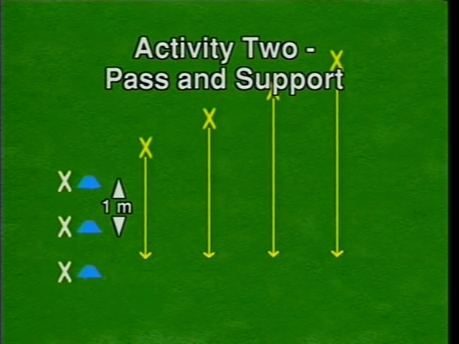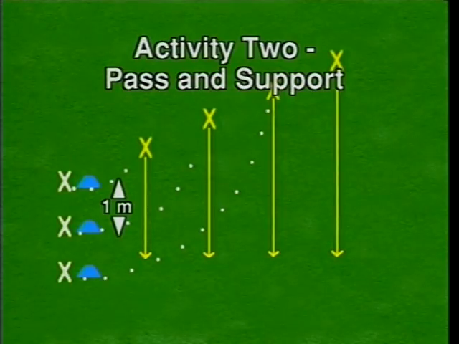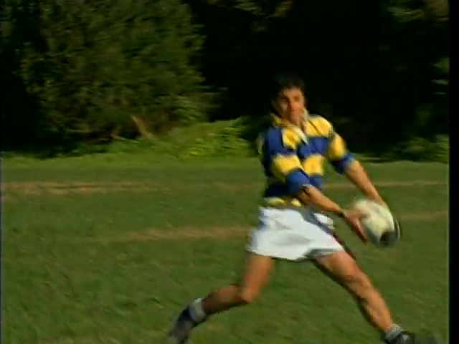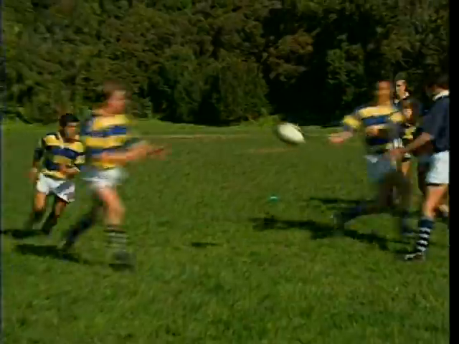The defenders must defend in order. First defender takes first attacker, second defender takes second attacker, third defender takes third attacker, thus leaving an overlap. Commit, pass, support.